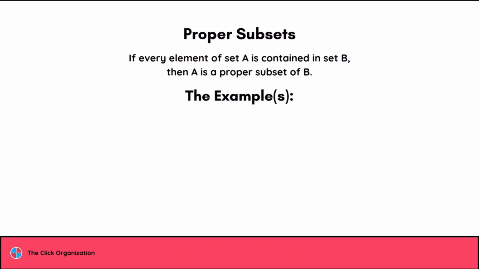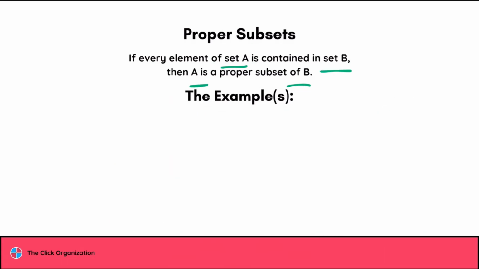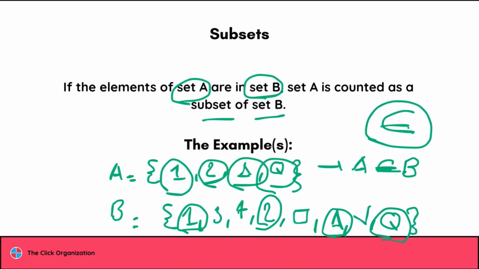We have proper subsets if every element of set A is contained in set B, then A is a proper subset. This one was a proper subset because A is a subset of B, but proper subsets are the subsets where A and B should not necessarily be equal sets. So for example, as you could see in this example, these two are not equal. They don't have the same elements, but A is a subset of B because all of the elements of A are in set B as well, right?